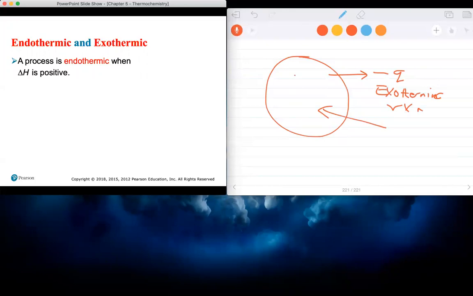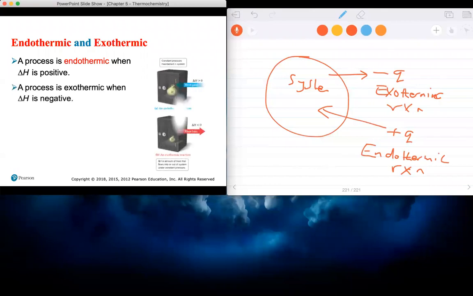And this is the system right here. And positive Q means endothermic reaction. It is given off, it is absorbed. You know all those terms. Exo means getting away. Endo, it is being gained. Exo, it is being lost.